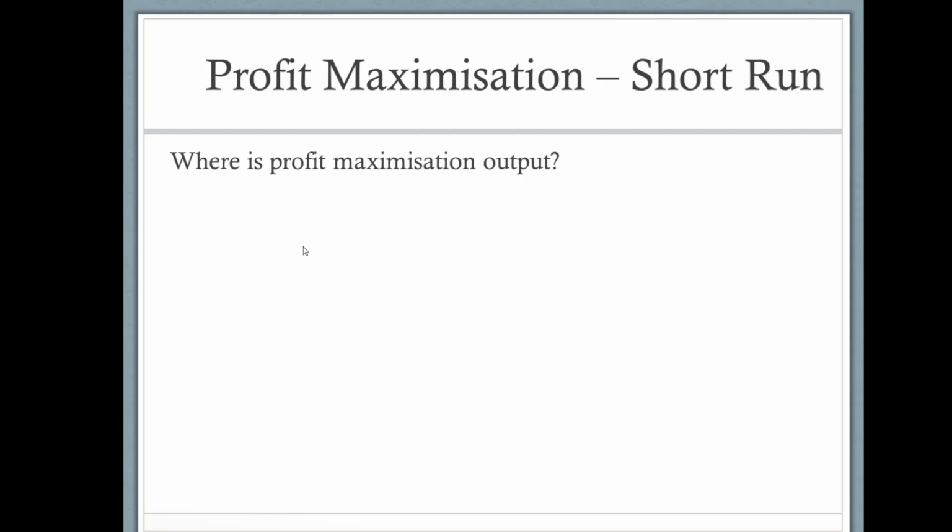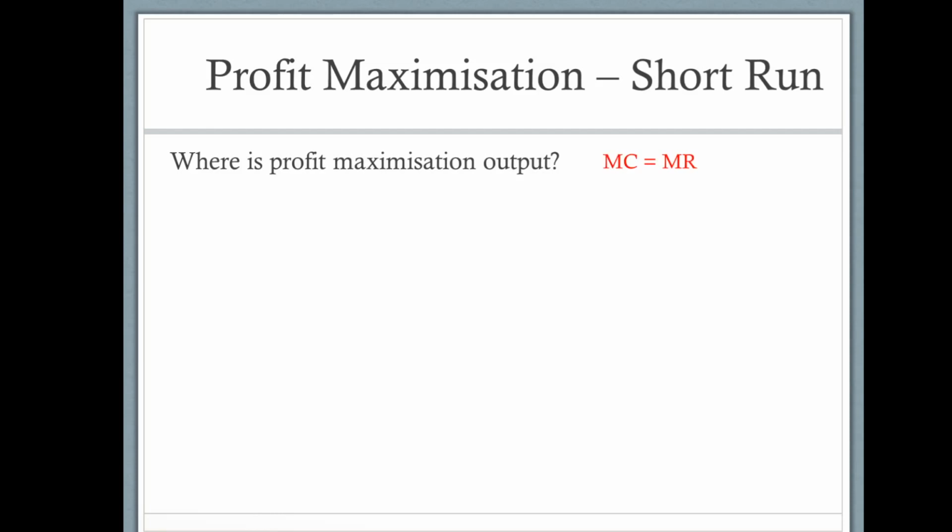Everything that you have learned from part one, you are going to use it here. So make sure you do your regular revision for part one in order to understand part two completely. When MC equals MR, then you will find the profit maximization output.